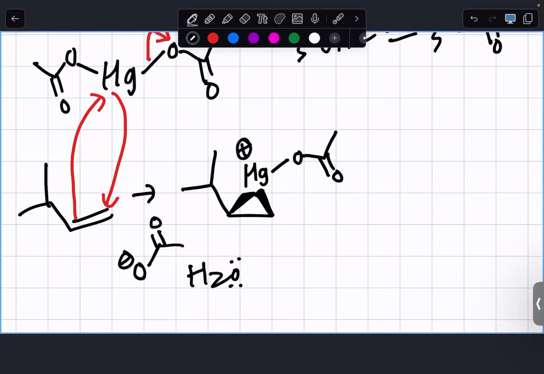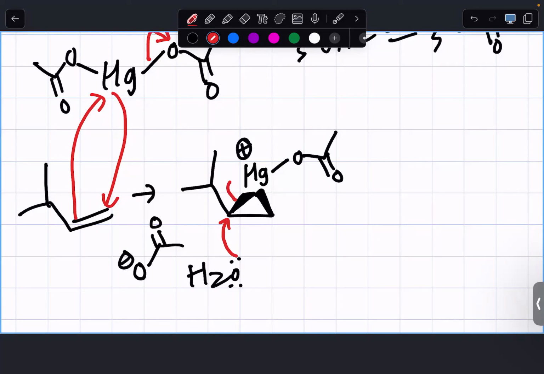So the acetate here looks like it's a stronger nucleophile, but remember back in the X2 with water, water is a million times more in excess. Water is going to overpower the acetate. Another reason is that this negative charge can do resonance, which makes this a weaker nucleophile. So this water here is going to attack the more substituted side of the mercurium ion, just like the X2 reaction mechanism.